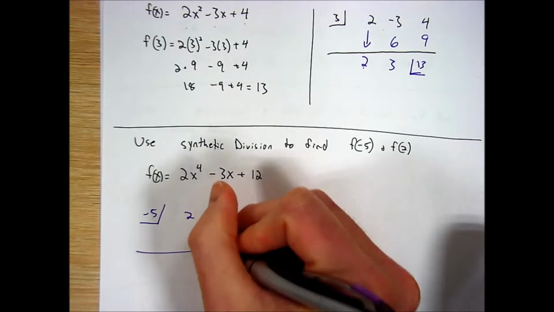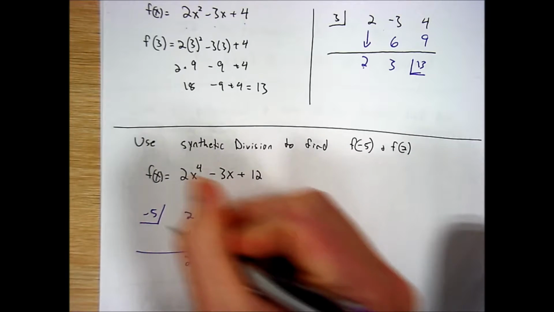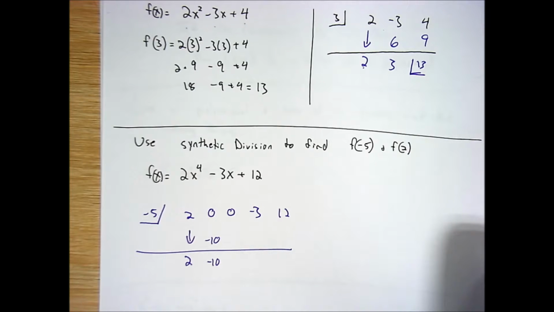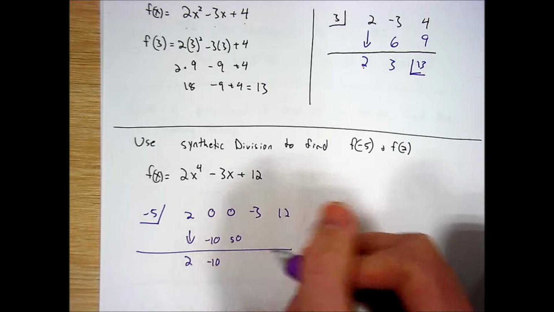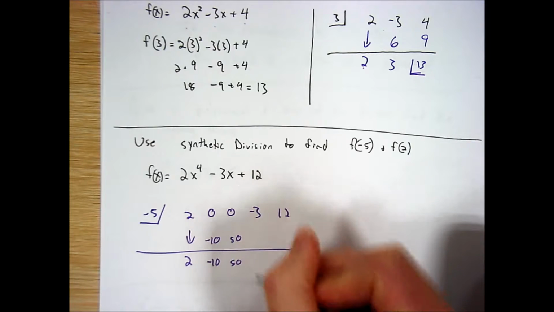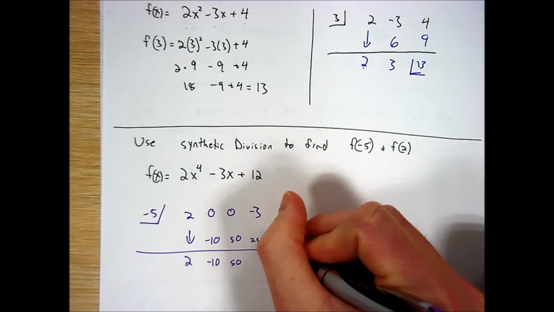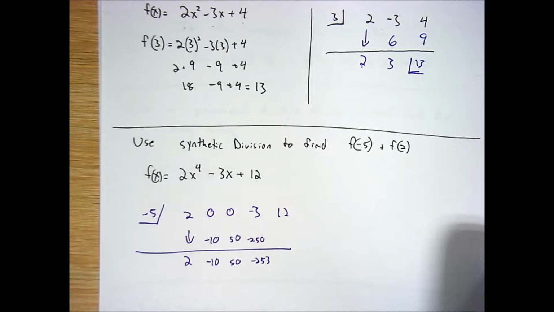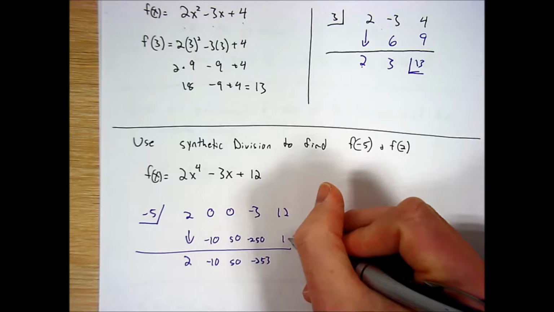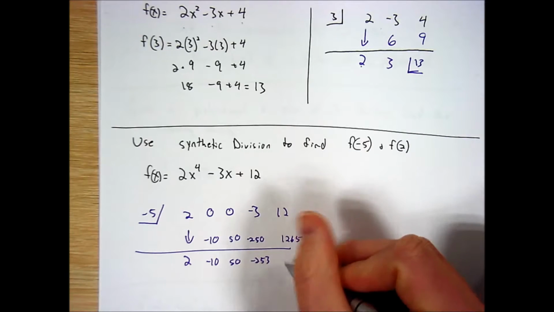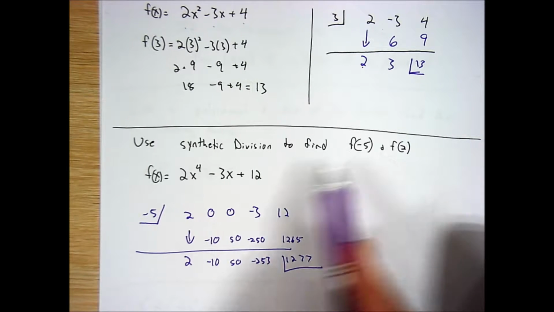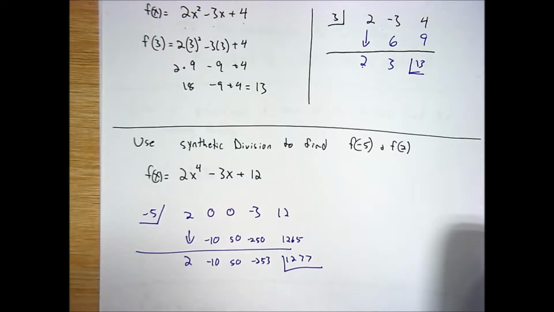That 2 drops straight down. 2 times negative 5 is negative 10. Negative 10 times negative 5 is positive 50. We're getting pretty big here real quick. Add down 50, it's going to be negative 250. Adding down, negative 253. Whew! Negative 253 times negative 5 is 1,265. And we add that 12 on there, 1,277. So f of negative 5, I should get 1,277.